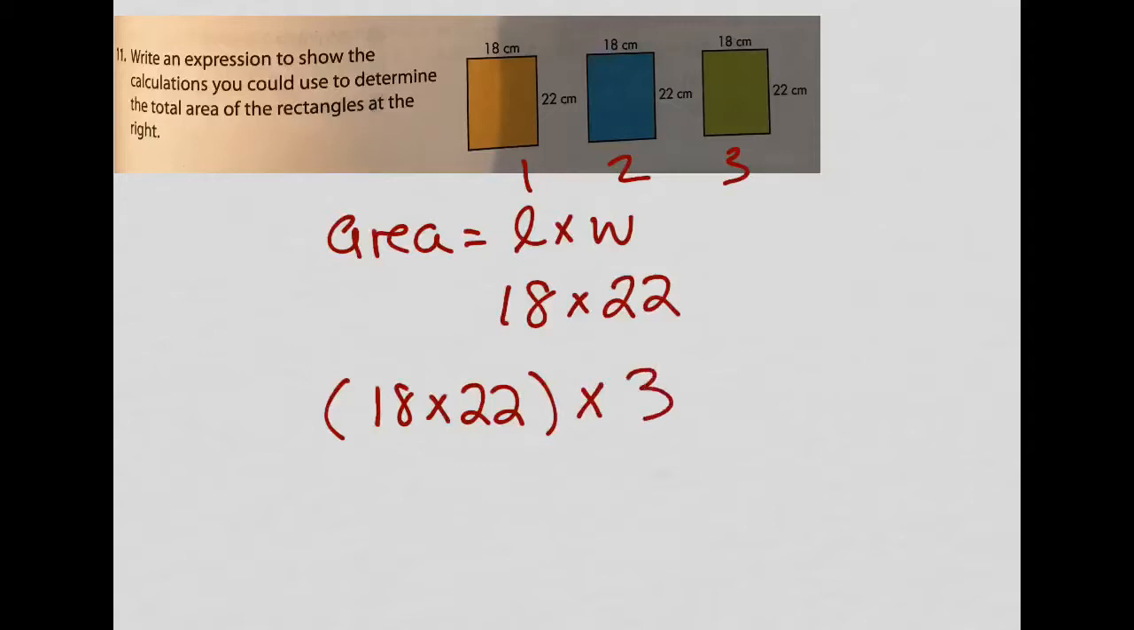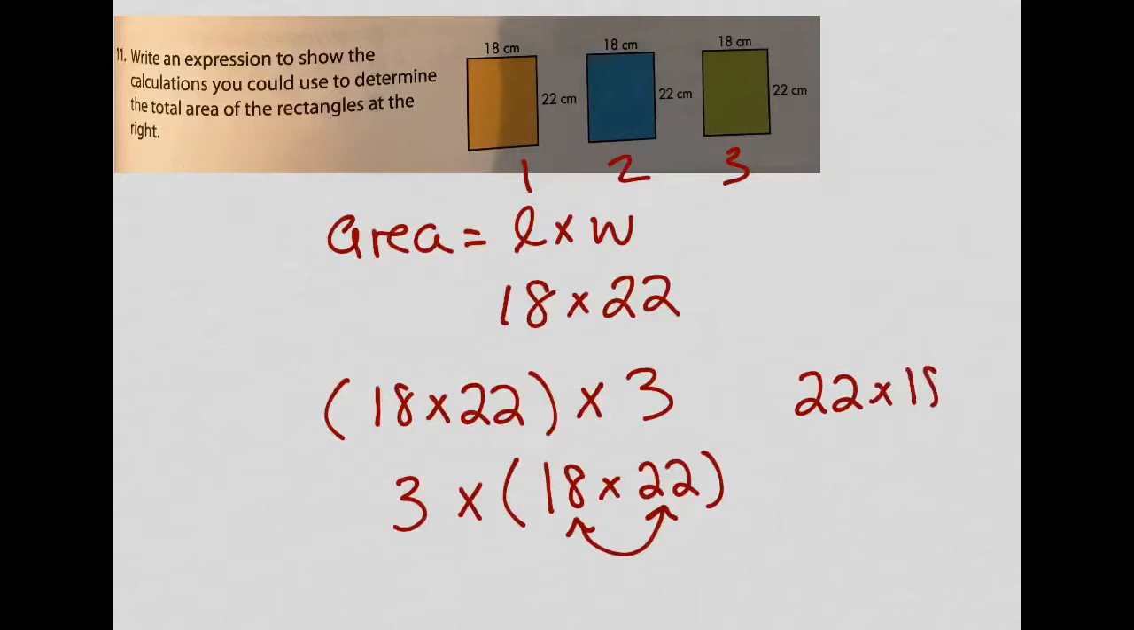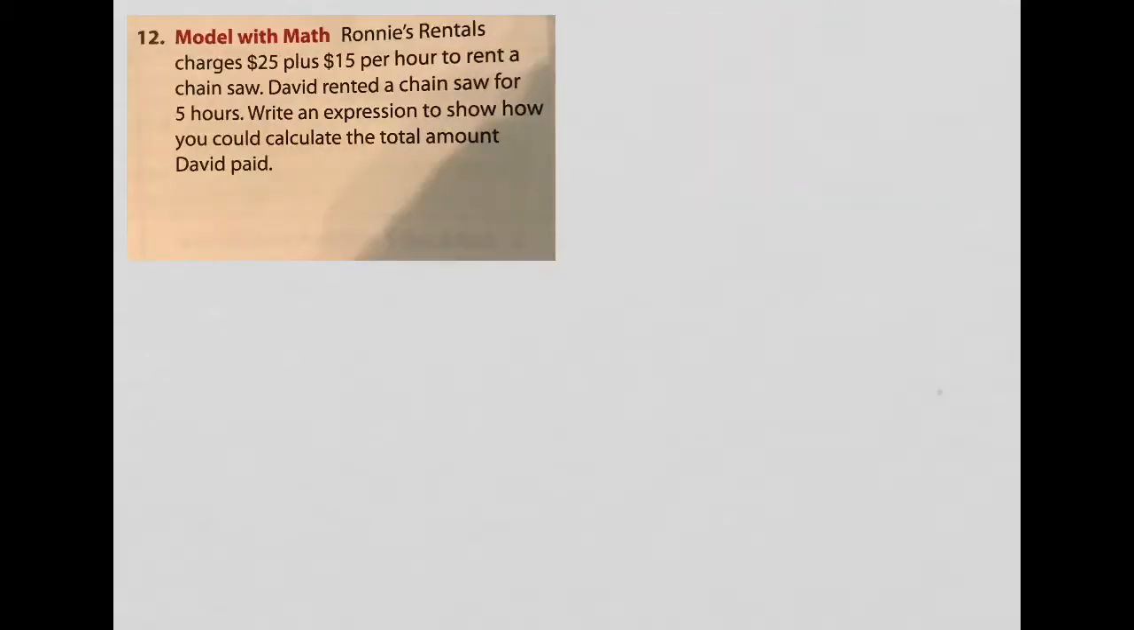You could also write this another way. You could do 3 rectangles times the area, which is 18 multiplied by 22, or because of the commutative property of multiplication, you could switch around 18 and 22 and still have a correct answer, because 22 times 18 and 18 times 22 is still going to give you the area of one rectangle. This is problem 12.